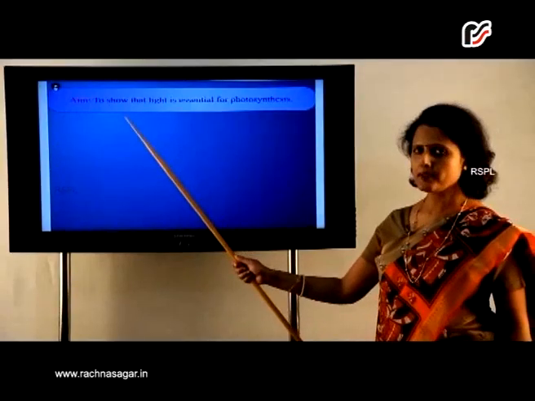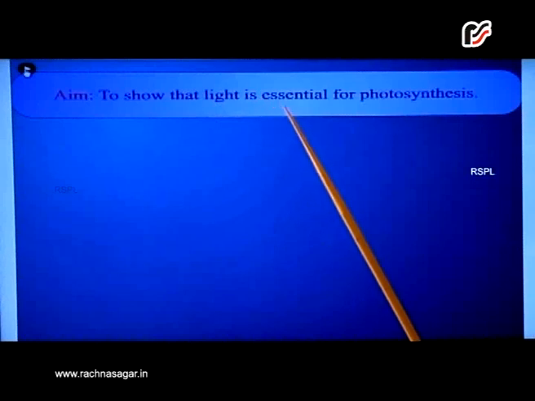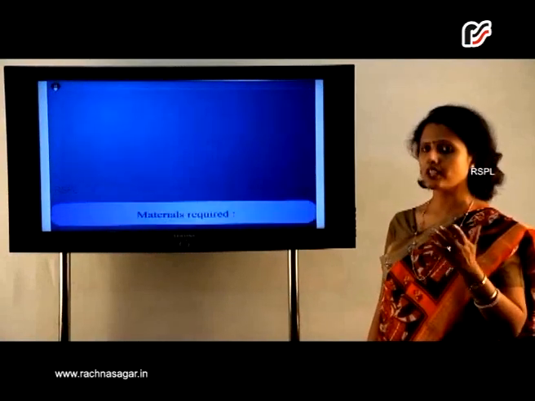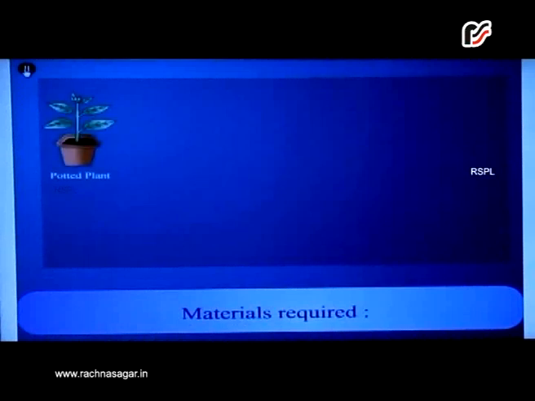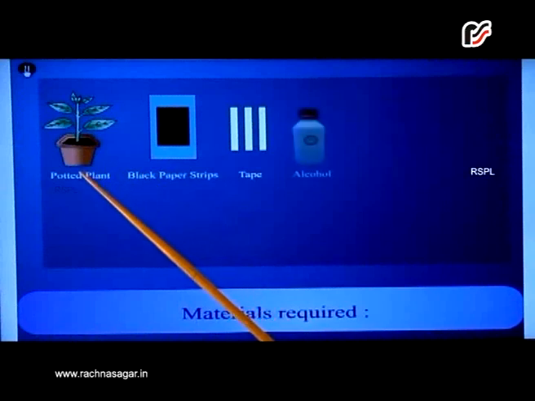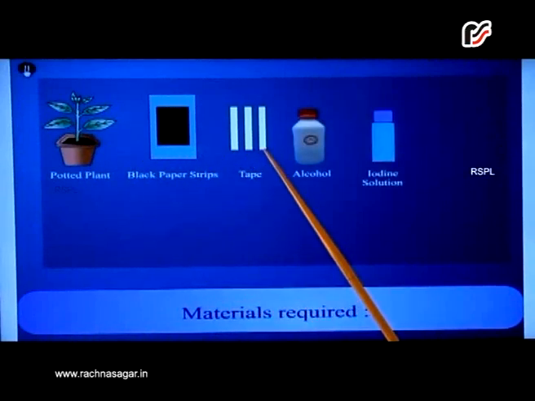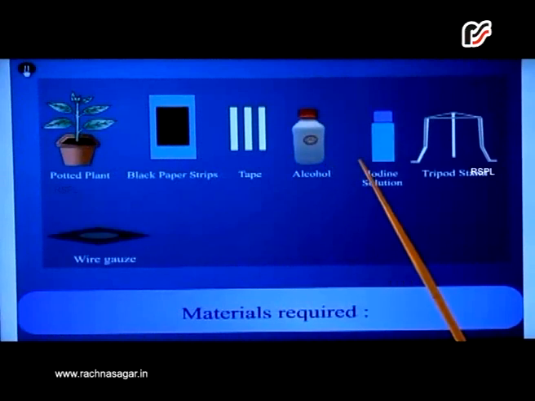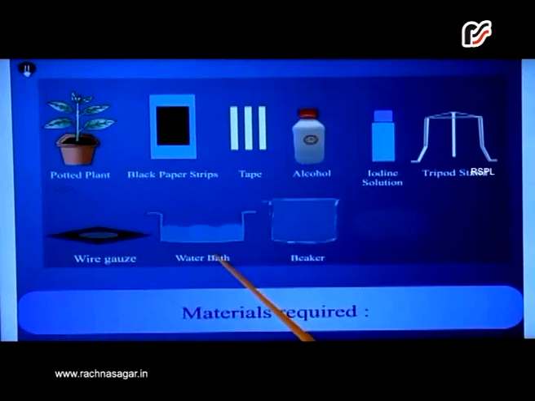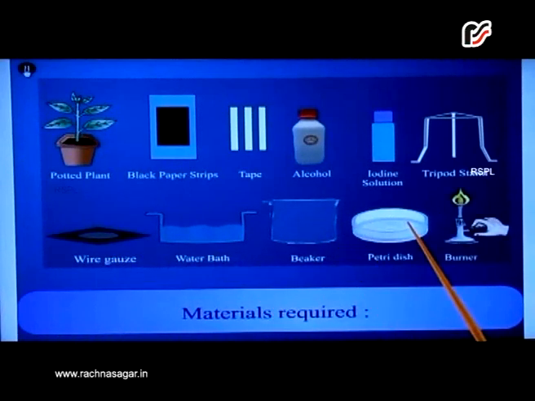The aim of our experiment is to show that light is essential for the process of photosynthesis. Now we have a large number of materials which are required to conduct our practical. Let's have a look at the entire list of the equipment and accessories that we need. First, we need a healthy potted plant, black paper strips, adhesive tape, alcohol, iodine solution, a tripod stand, a wire gauze, water bath, beaker, petri dish and a Bunsen burner. All these are our requirements for the practical to be done.